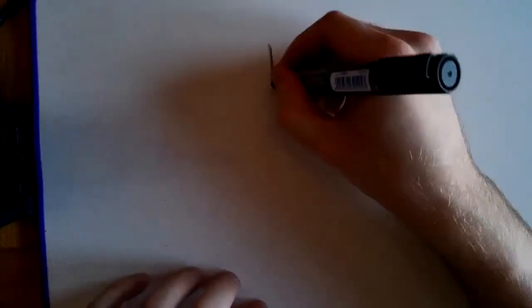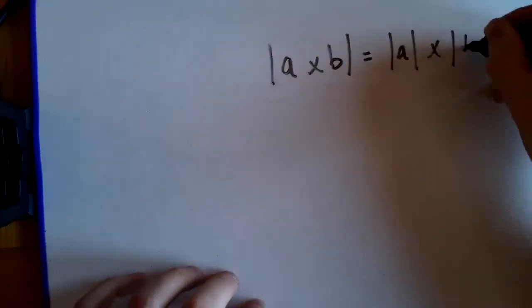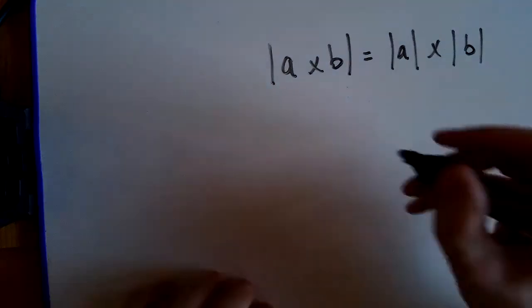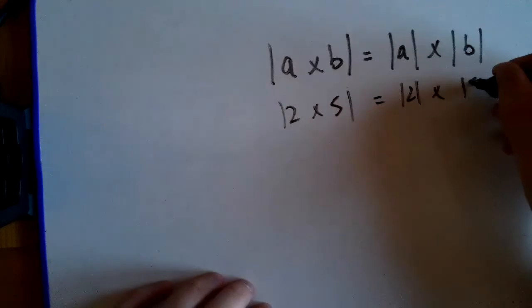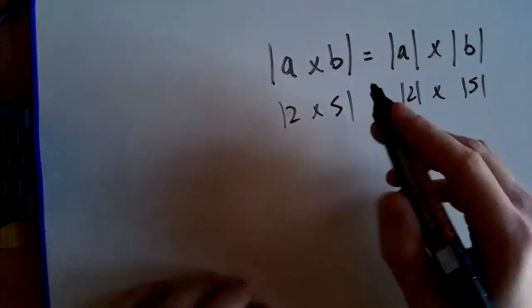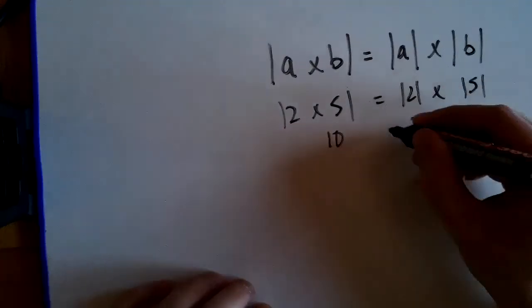Okay, and the second thing, then we'll get into the booklet, is this. Can I split up at times? So let's use 2 and 5 again. 2 times 5, does that equal that? 2 times 5 is 10, modulus of 10 is 10. 2 is 2, 5 is 5, 2 times 5 is 10.